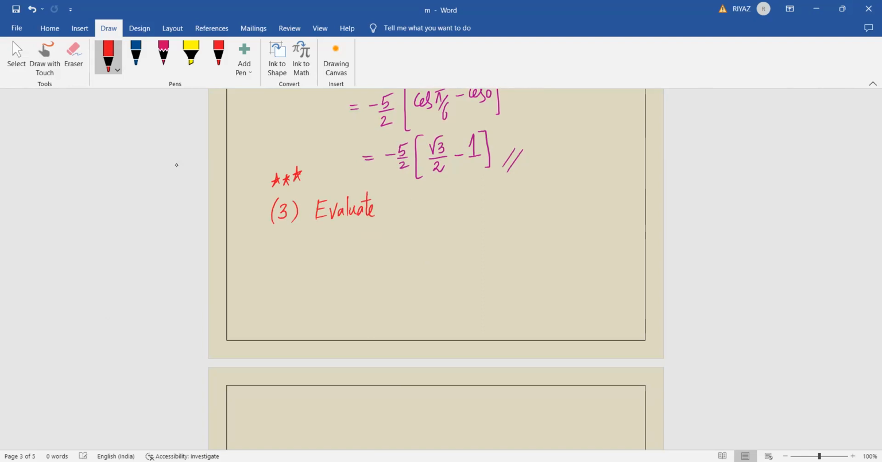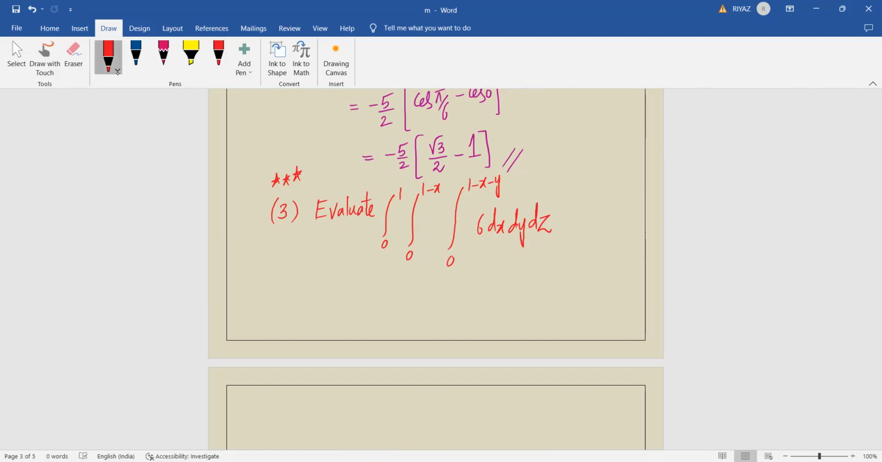Evaluate integral 0 to 1, integral 0 to 1 minus x, integral 0 to 1 minus x minus y, of 6 into dx dy dz. This is the question.